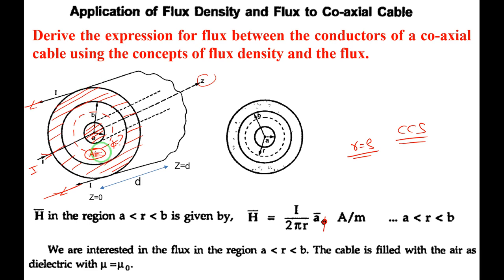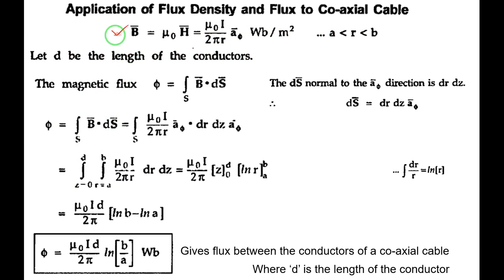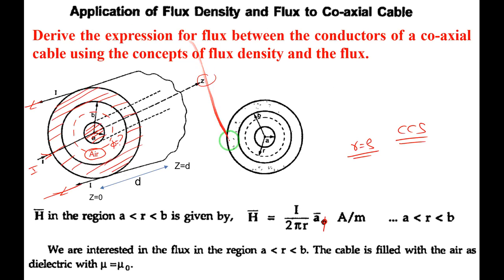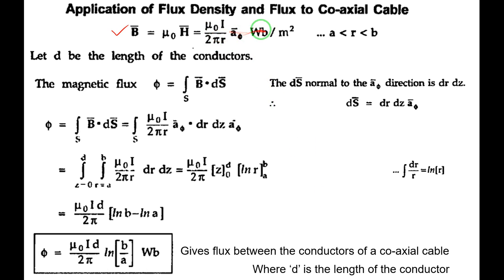Yes, we have assumed the dielectric material is air, so we can make use of this relationship. B is equal to mu naught H for free space or air, right? So mu naught into H, where H due to an infinite length conductor is I by 2 pi r into a phi, substituted, in Weber per meter square. R is lying between a and b.